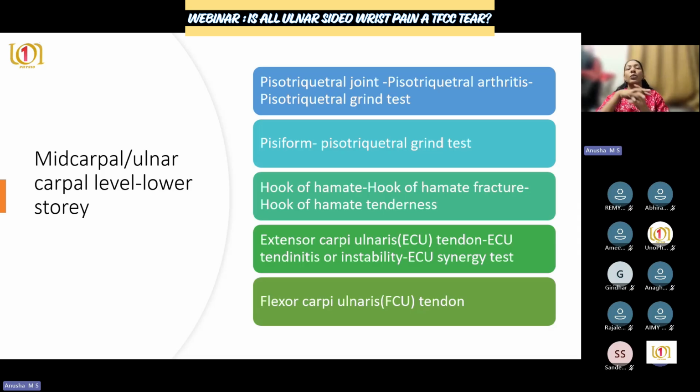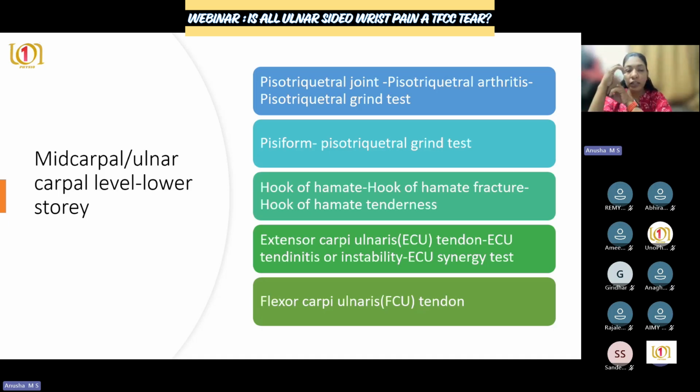Again, the pisiform bone is very easily palpable, and if any injury happens to this bone, we have to perform the pisotriquetral grind test. That is moving the pisiform while stabilizing the triquetrum. That is a grind test. Then the hook of hamate, very importantly, you can palpate the hook of hamate. Any tenderness of the hook of hamate shows there can be a fracture.